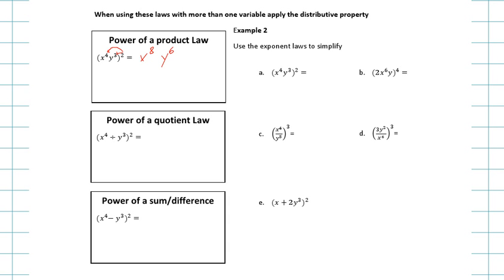Same if I have the quotient law. If I have x to the power of 4 divided by y to the power of 3, to the power of 2. Some people will write it like this too. It's the same thing, because I changed the division into a fraction. Now what do I do with that 2? Multiply the exponent 4 by 2 and the exponent 3 by 2. So I would get x to the power of 8 over y to the power of 6.